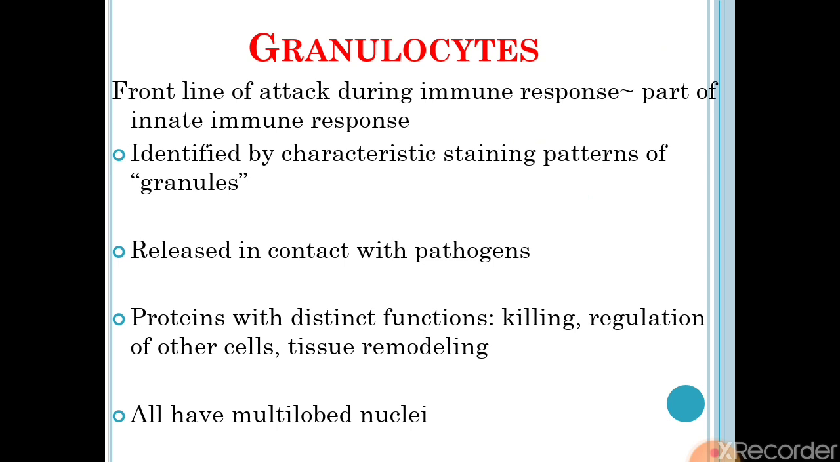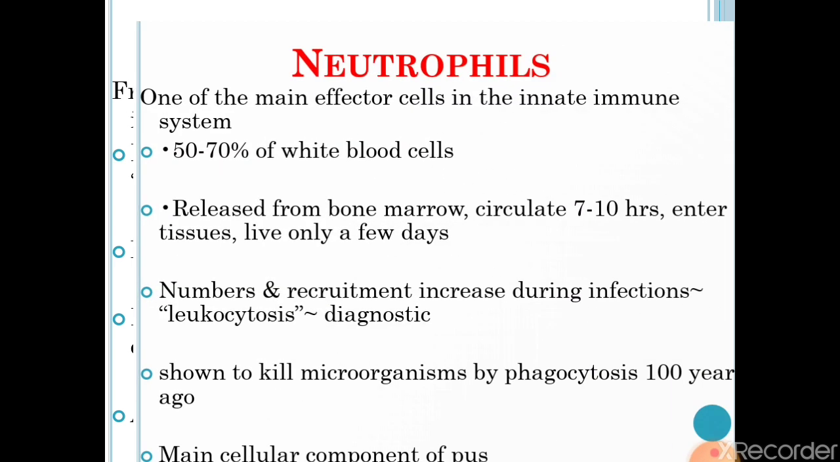Now the granulocytes are the first or front line of attack during the immune response. So they are part of the innate immune response. The granulocytes are identified by characteristic staining patterns of their granules, and they are released in contact with pathogens. They produce certain proteins which have distinct functions like killing, regulation of other cells and tissue remodeling. They all have a property that their nuclei are multi-lobed, with various lobes.